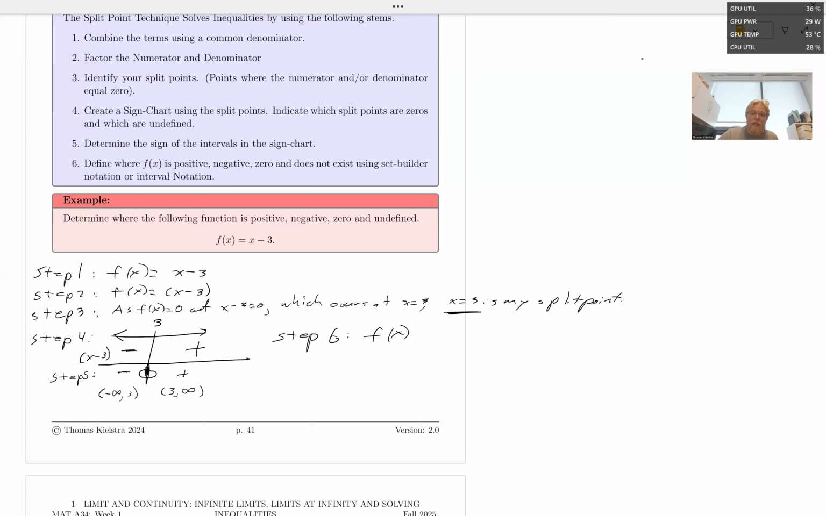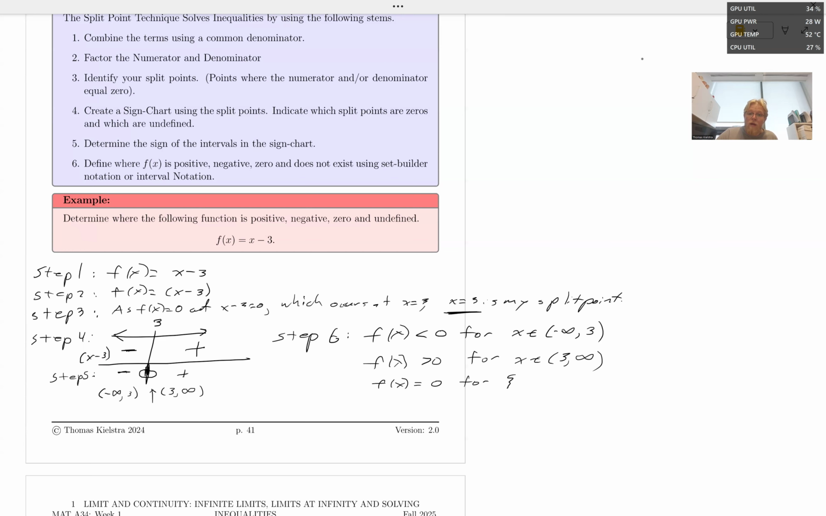F of x is less than 0 for x in, and now I'm looking at this interval and I'm saying, where am I less? Where am I negative? I'm negative here. So it's the interval minus infinity to 3. F of x is greater than 0 for x in the interval from 3 to infinity, I'm positive. And f of x equals 0, I can see on my sign chart, there's a 0 there because that's where the function was 0.